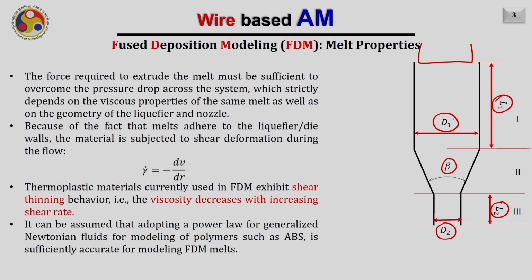Of course, if there is a large difference between D1 and D2, more pressure will be required. Therefore, we will try to find out the force required to extrude the melt, sufficient just to push the melt out of this nozzle, and that will be the minimum pressure required, which I will represent by delta P.